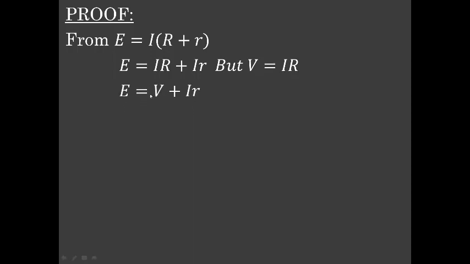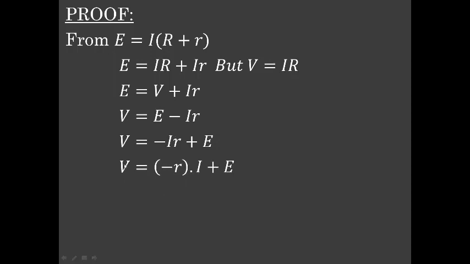We know that V is the terminal PD, Ir is the lost volts or the lost voltage, and E is the EMF, which we can rewrite as V is equal to E minus Ir. Now look at this. If we rewrite it in this way, which is in the form y is equal to mx plus c, if we plot V on the vertical axis and I on the horizontal, it is the equation of a straight line.